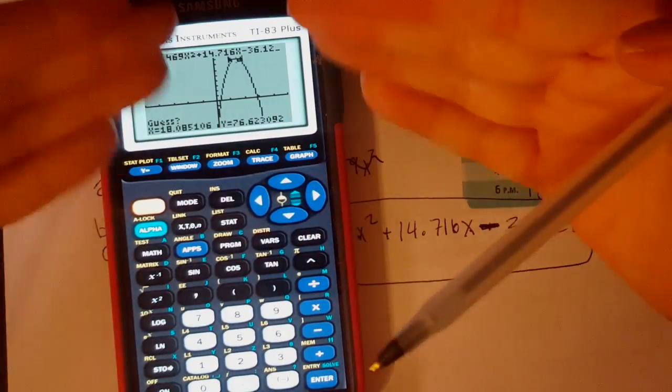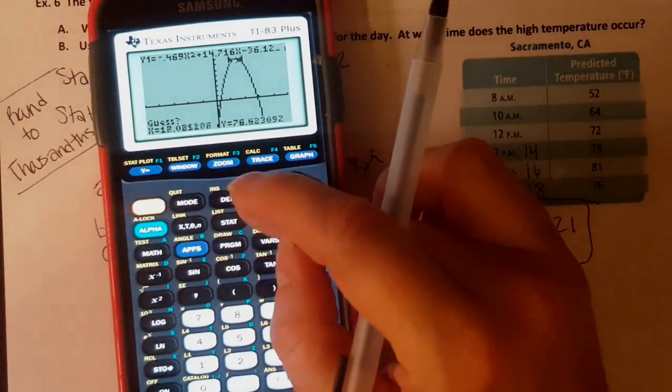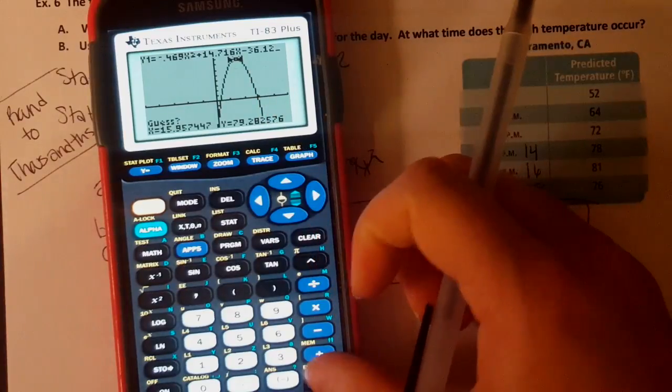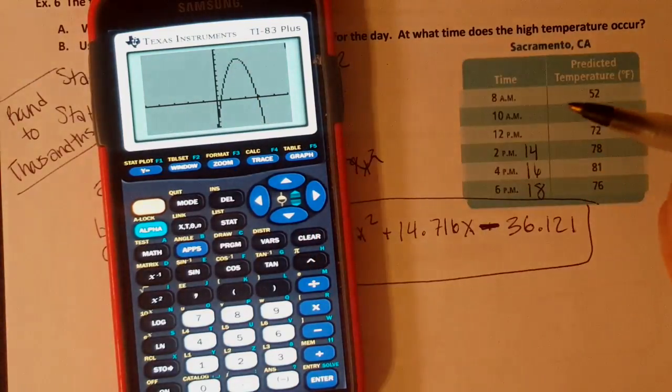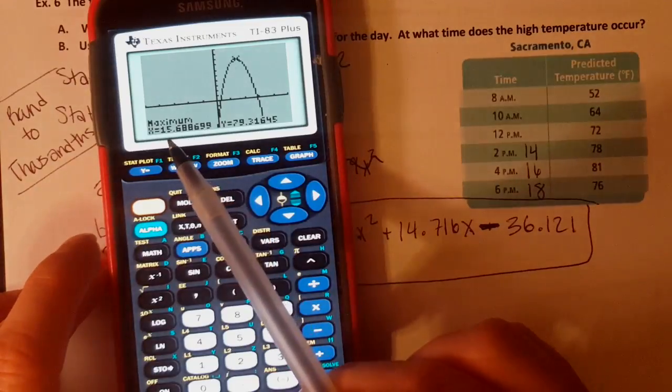And now I have 2 arrows that kind of face each other. Now it says guess, so I want to put my kind of bug right on the maximum and hit enter. So I hit enter essentially 3 times, repositioning my bug each time. And here is your maximum, the vertex even.